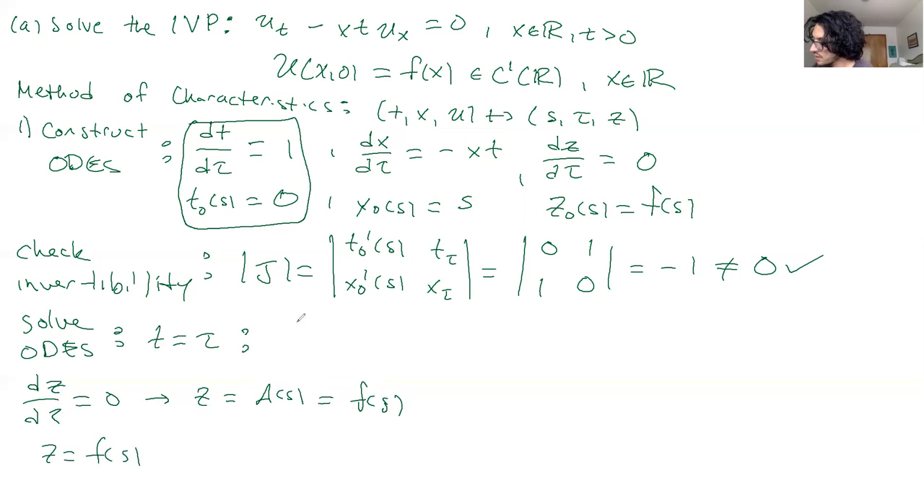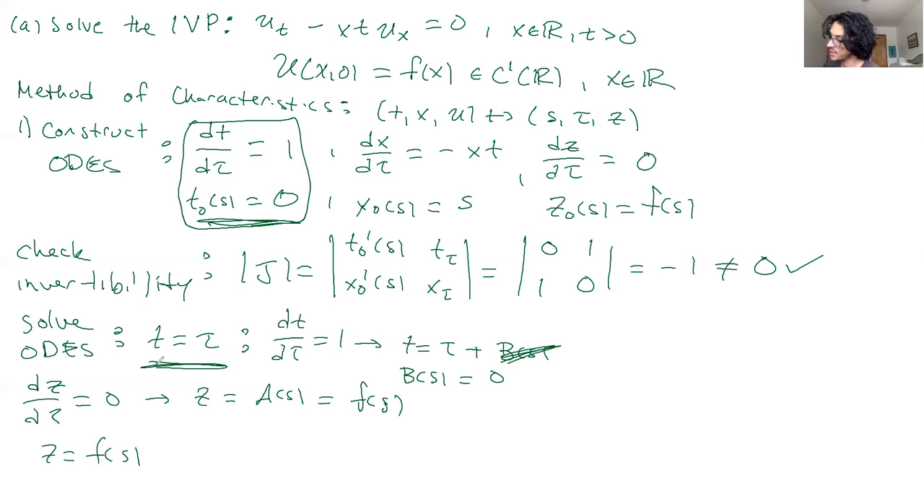Just to back up over here, right? dt d tau equals 1, that implies that t is equal to tau plus some b of s, okay? But our initial condition here tells us that b of s is equal to 0, okay? So that goes away. So that's how we get t equals tau, okay? Lastly, dx d tau equals minus xt, okay? But we already know what t is, right? So that's minus x tau.